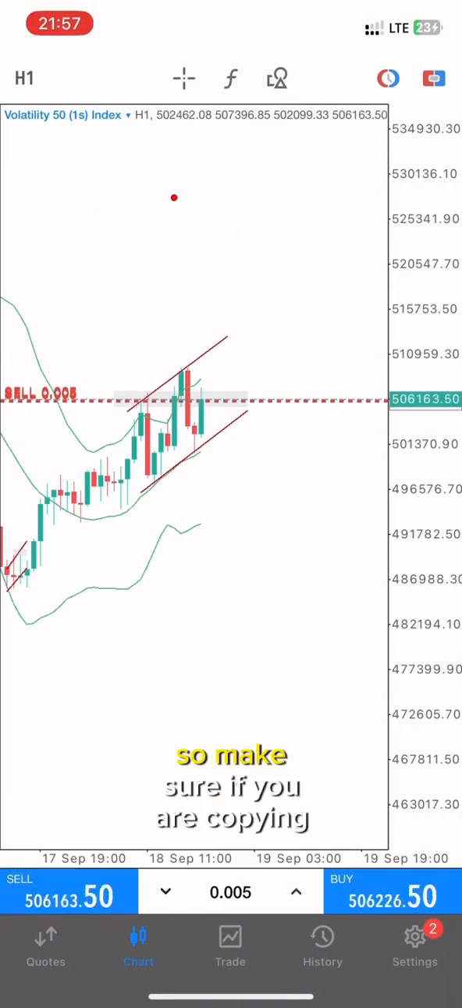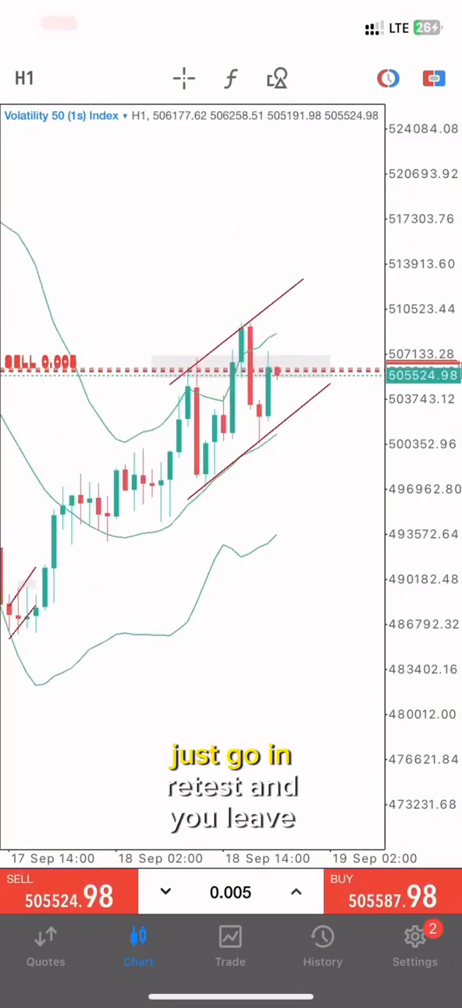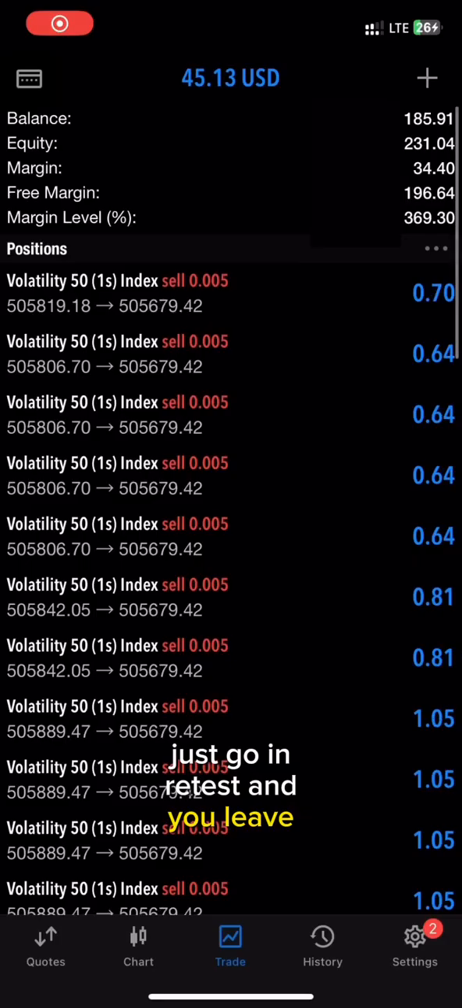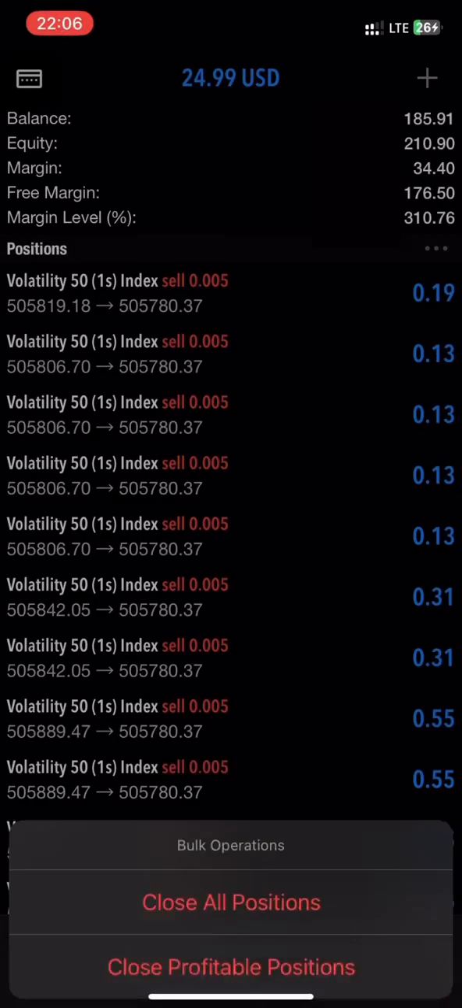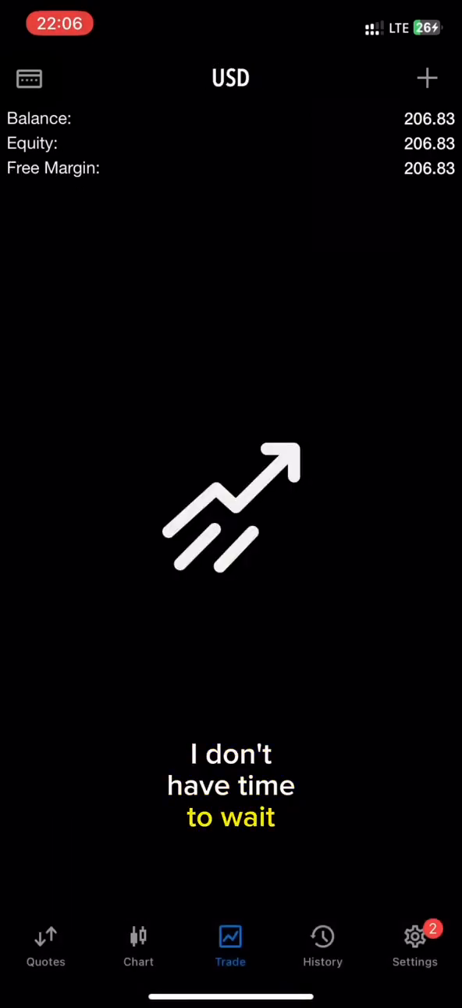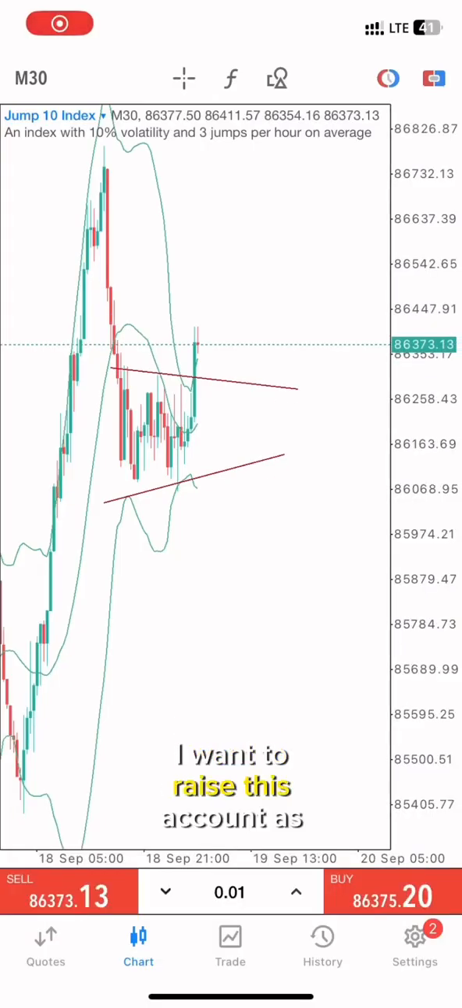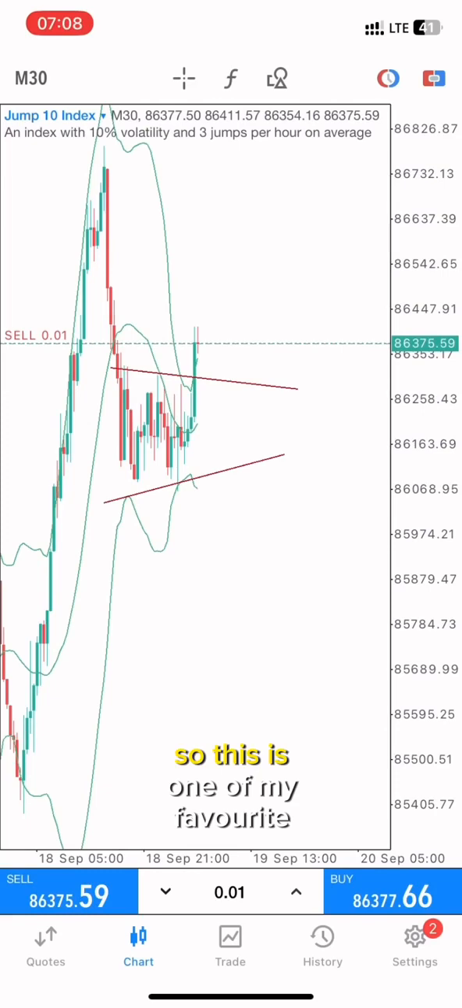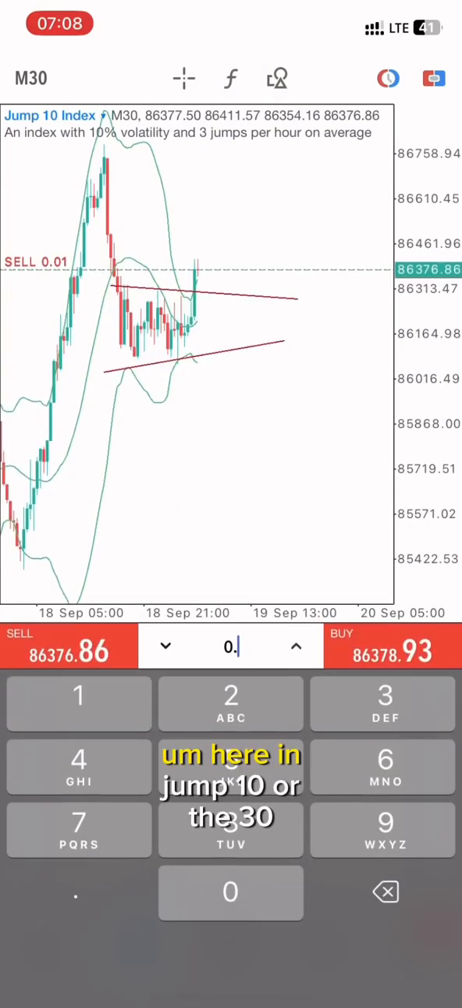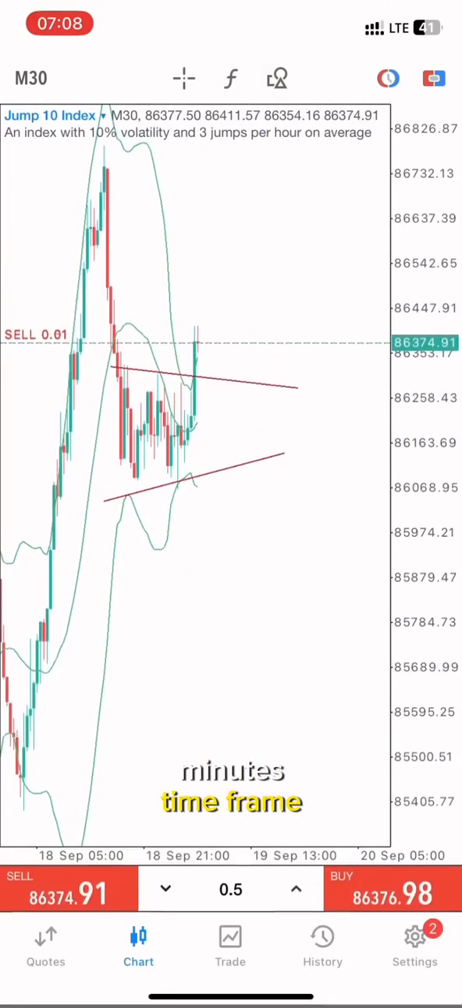As I've told you before, some Quasimodos just retest when they are going down. So make sure if you are scalping, just go in, retest, and you leave. Just like I'm doing here. I'm leaving. I don't have time to wait because I want to raise this account as fast as possible. So this is one of my favorite trades, here in Jump 10 on the 30 minutes time frame.